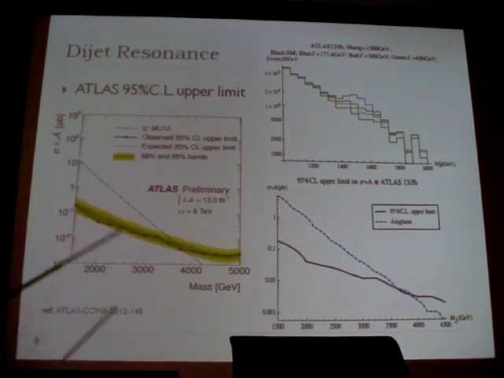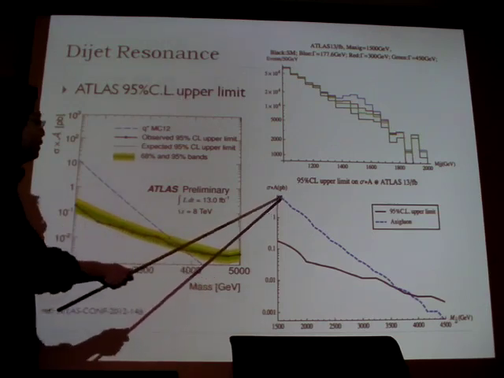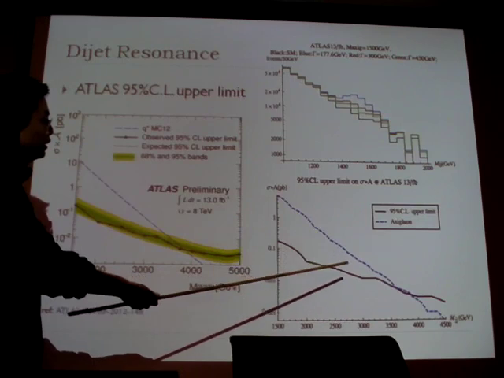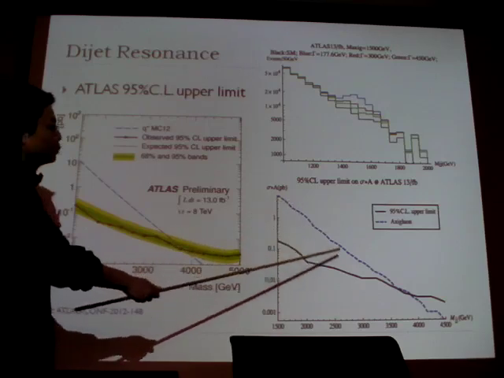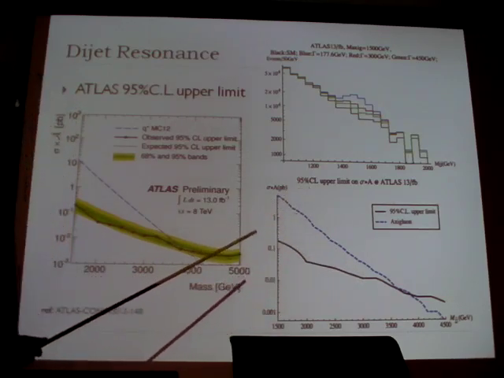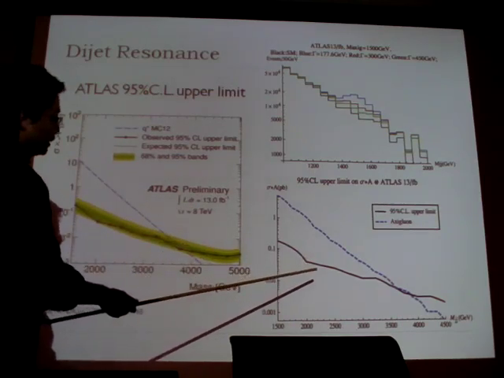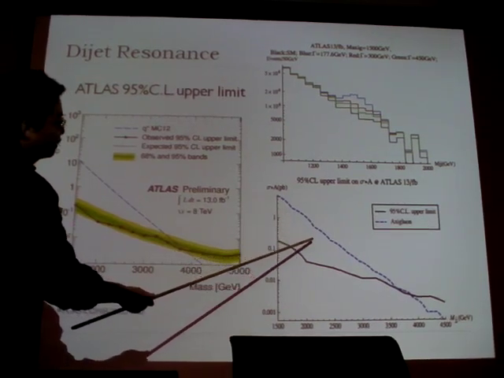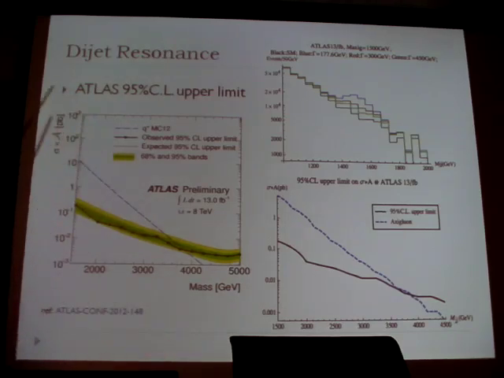The next constraint is the dijet resonance. Here, this plot gives the ATLAS 95% confidence level upper limit for the new physics cross section. I did the simulation for the Axigluon and compared the Axigluon's cross section to their upper limit. This is the Axigluon with standard coupling, where the axial coupling equals 1 and the vector coupling equals 0. For this coupling, we can see that an Axigluon with mass smaller than 4 TeV will be ruled out by this dijet resonance search.